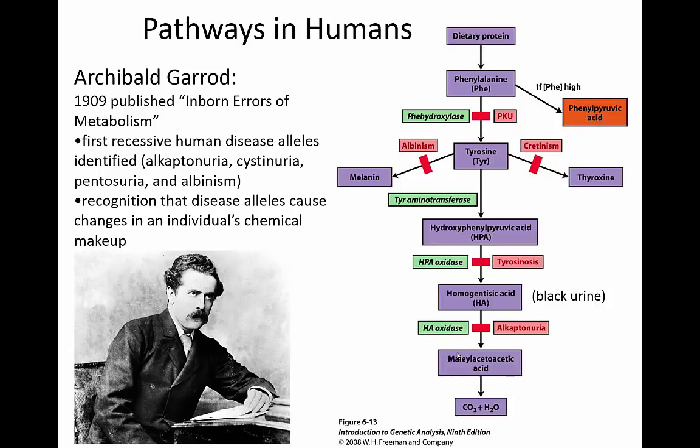If you have a functioning copy of that gene, it will encode that enzyme that will catalyze this reaction. If you do not have a functioning HA oxidase gene in your genome, you will not be able to do this step. So Garrod actually identified individuals who did not have any HA oxidase in their genome. These individuals had a condition that he called alkaptonuria, which is also known as black urine. And so what happens here is that homogentisic acid builds up, and that makes individuals' urine actually turn black.